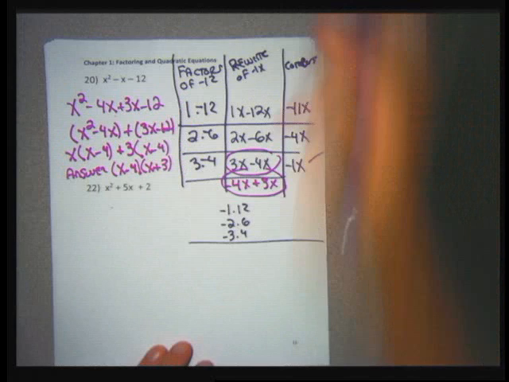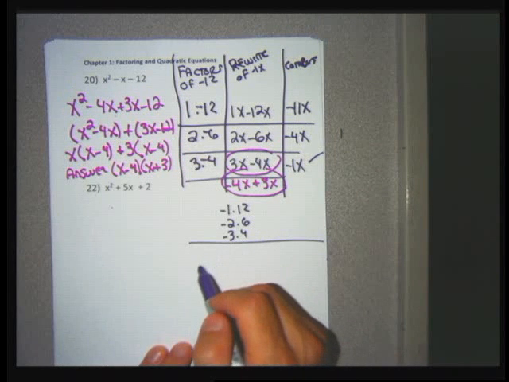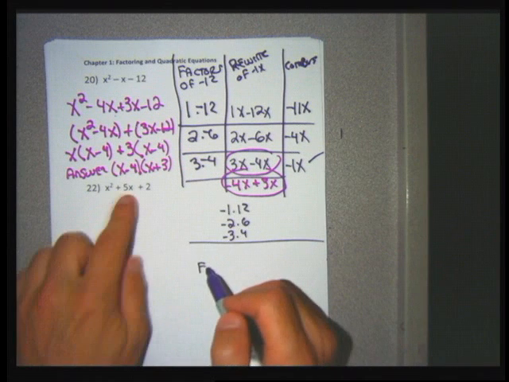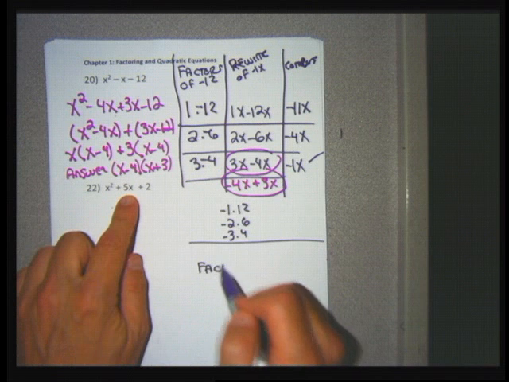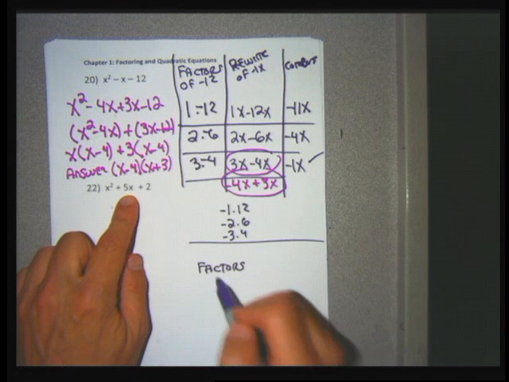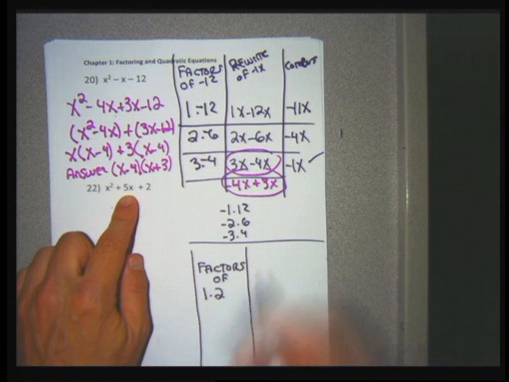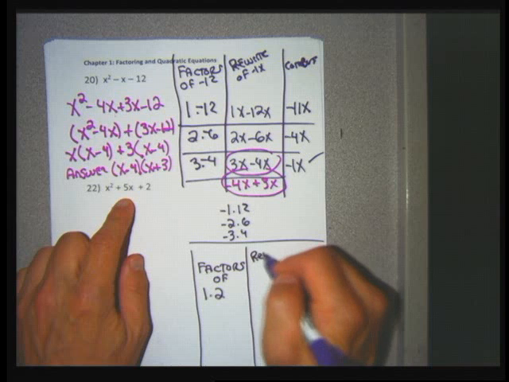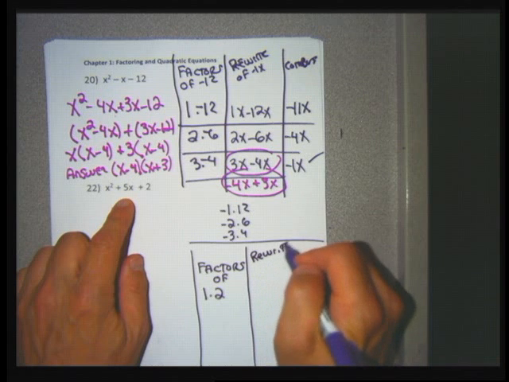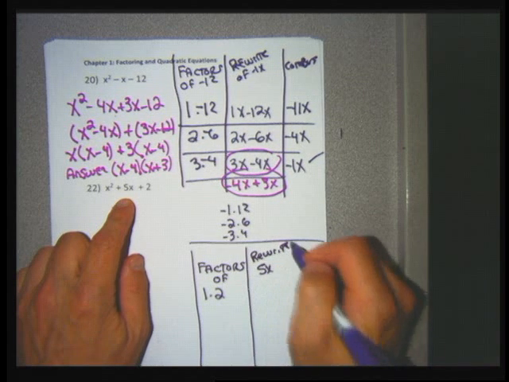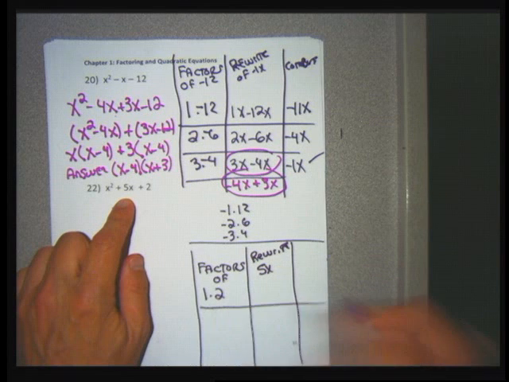When I can't find a way to get a rewrite, then the thing doesn't factor. So this one I don't have to worry about negatives. There's no negatives in the problem. So I need the factors of 2. 2 is a prime number, so it only has one pair of factors. And now I need to be able to rewrite the 5x, and I have to combine the numbers in this column.